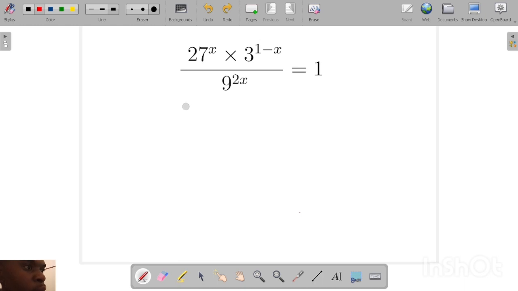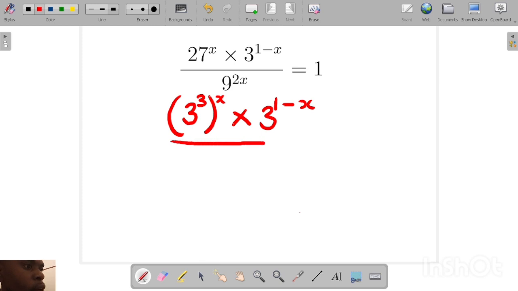So 27 can be written in base 3 as 3 to the power 3, then to the power x, times 3 to the power 1 minus x, over the 9, which can be written as 3 squared, then everything to the power 2x, is equal to 1.